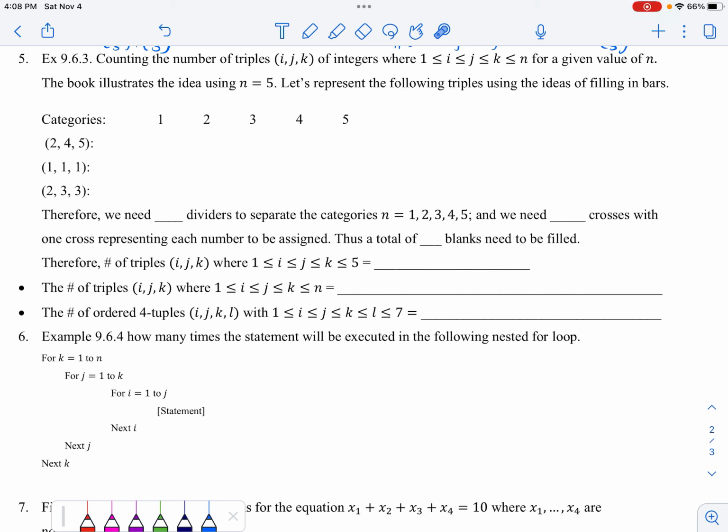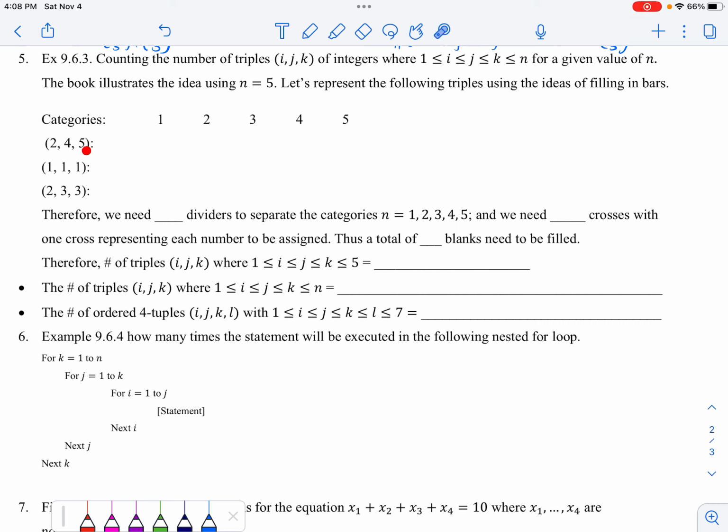The book provides the idea of using n equals 5. Let's explain the idea so that you can follow it. Now think about i, j, k. They can be numbers from 1, 2, 3, 4, 5, but they have to be in a certain order. So for instance, let's look at one example, 2, 4, 5. Think about the numbers 1 to n as different categories. When n is 5, we have 5 different categories.